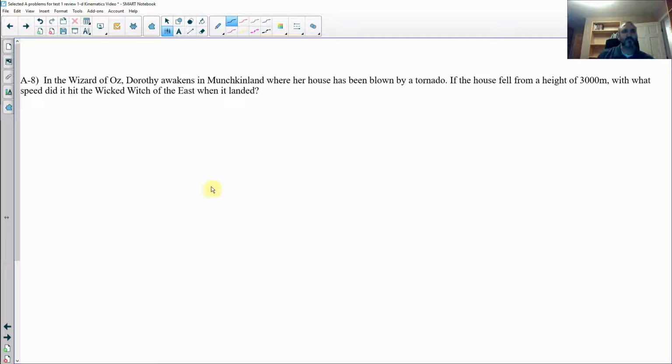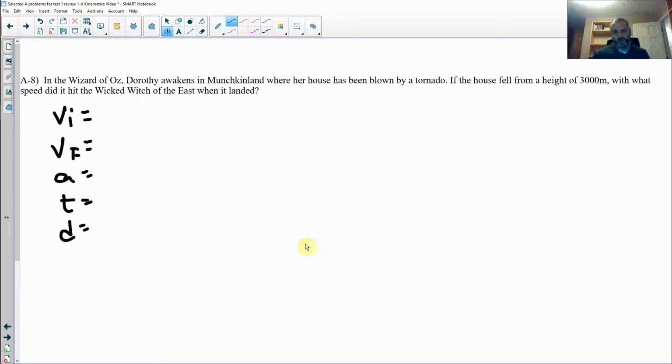Next. The Wizard of Oz. Dorothy awakens in Munchkinland. We've talked about this before. First off, we're dealing with a height. We know it falls 3,000 meters, and that's really all that we know. But we actually know a lot more. It's just a matter of can you sort of infer what's happening?